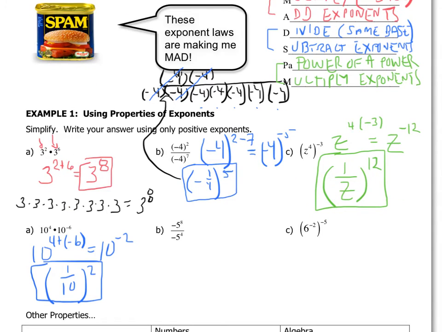So the first one, you should have gotten 10, which is our base. Add my exponents of 4 plus a negative 6 to get 10 to the negative 2nd power. And then again, we flip our 10 to become 1 over 10 to the 2nd power.